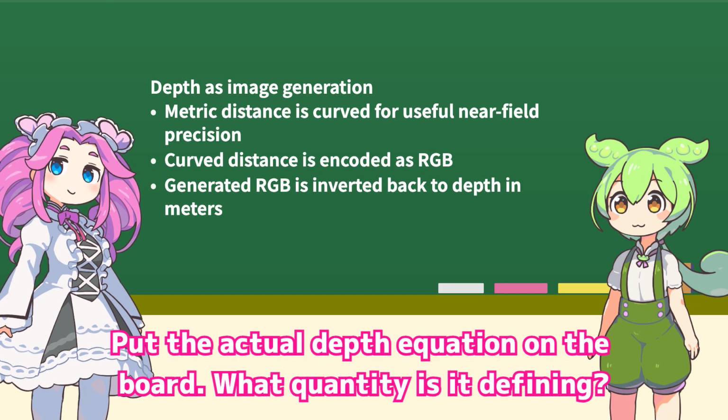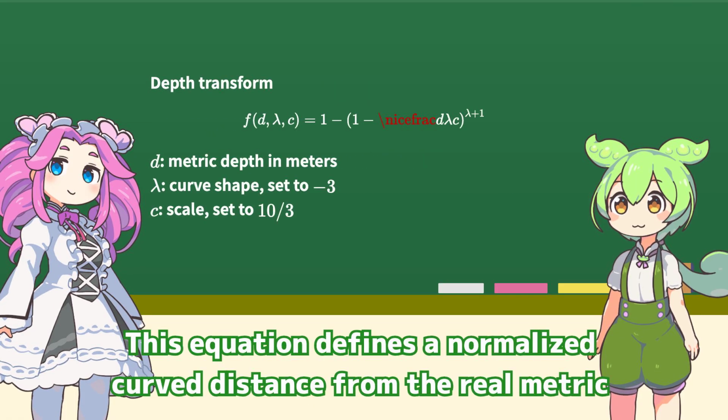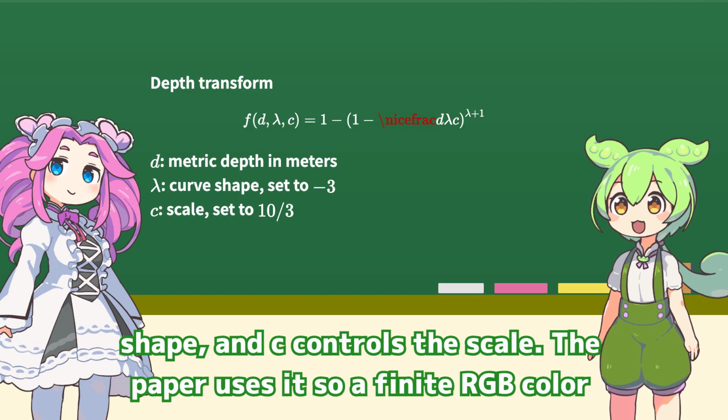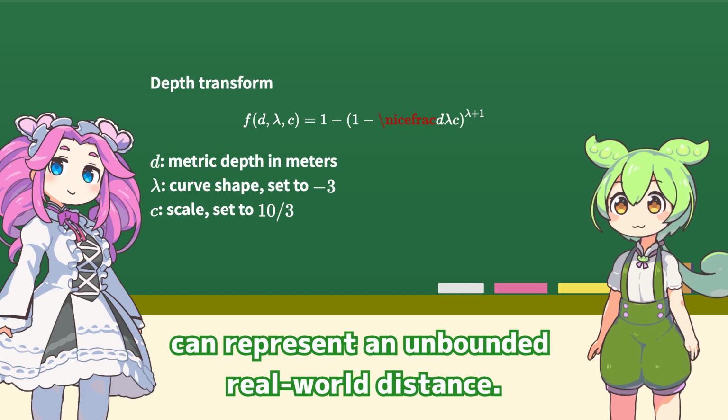Put the actual depth equation on the board. What quantity is it defining? This equation defines a normalized curve distance from the real metric depth. The input D is the depth in meters. Lambda controls the curve shape, and C controls the scale. The paper uses it so a finite RGB color can represent an unbounded real-world distance.